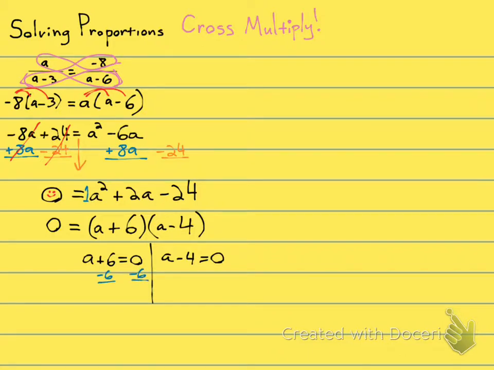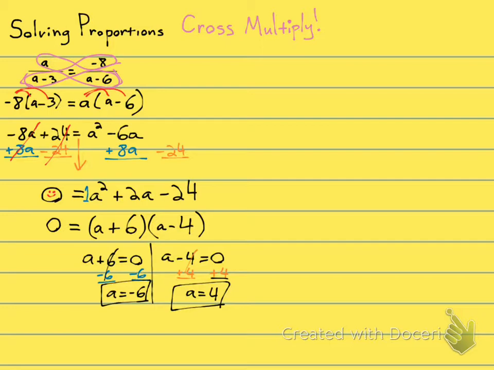We will subtract 6 on both sides so that a equals 0 minus 6 is negative 6. One of our possible answers. We're going to add 4 to both sides so that a equals 0 plus 4 is 4. One of our possible answers.